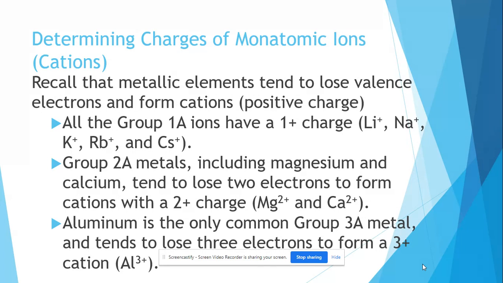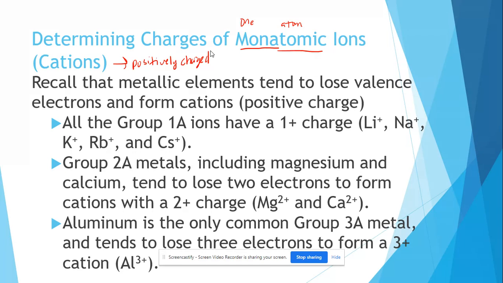So if we're looking at monoatomic ions, mono means one, and atomic means atom. So ions made up of one atom. We're going to first look at cations. Cations are positively charged. Hopefully you remember from the beginning of the semester, we did cover that metallic elements tend to lose valence electrons and they form cations or positively charged ions.